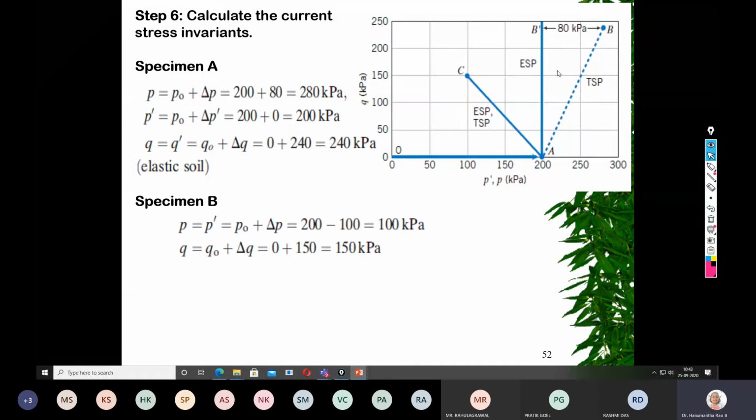How to determine the points. See, for example, now we have arrived at point A, where delta P is delta P dash, 200 kilopascals, and delta Q is 0. And then onward, we apply two different kinds of loading conditions on specimen A and specimen B.